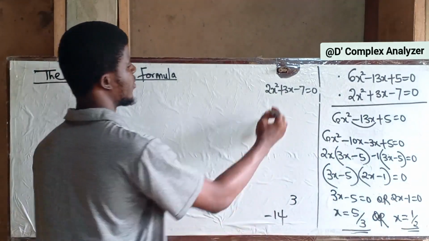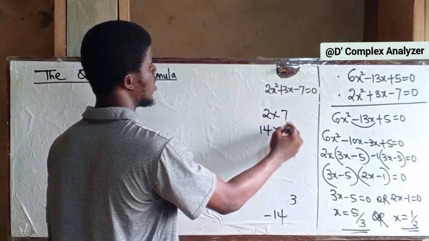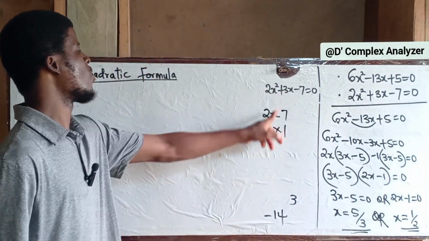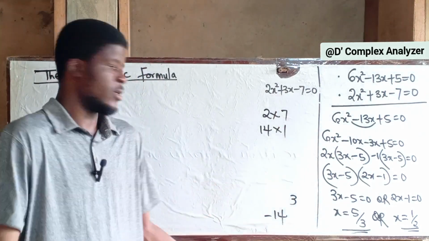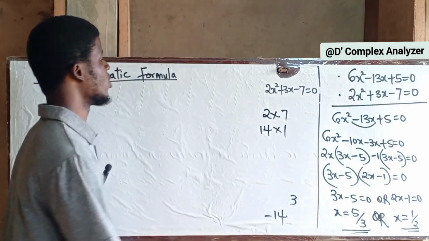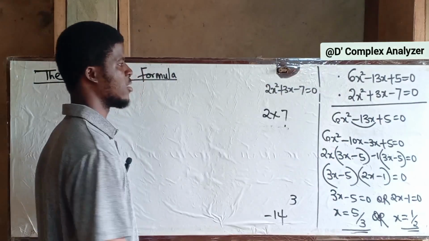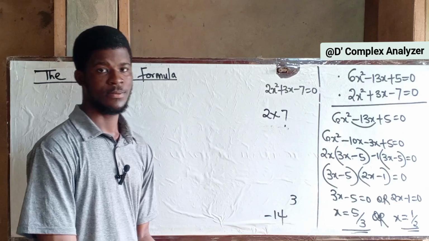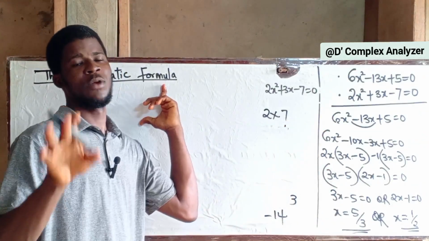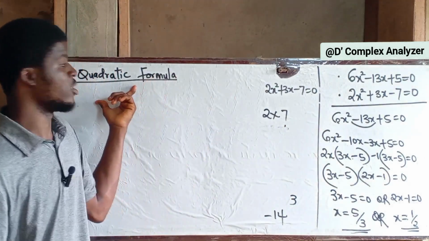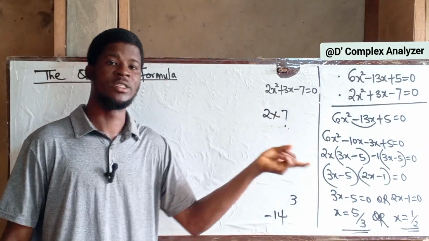I think if I do 2 times 7, I'm going to get 14. If I do 14 times 1, I'm going to get 14. There is no way I will add or subtract these two sets of numbers to give me 3. It's not possible. So, for this kind of an equation that does not factorize, it means that we are either going to use the formula method, which is the quadratic formula, or we use the method of completing the squares. But the point is, using the formula method is quicker and easier than using the method of completing the squares.